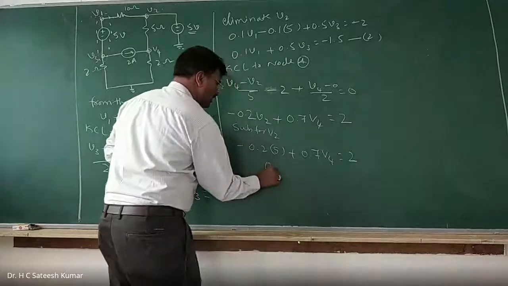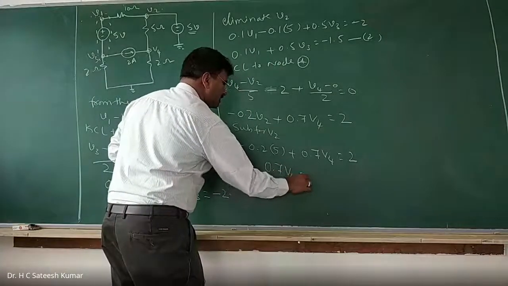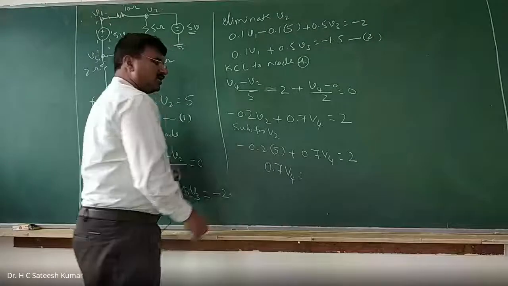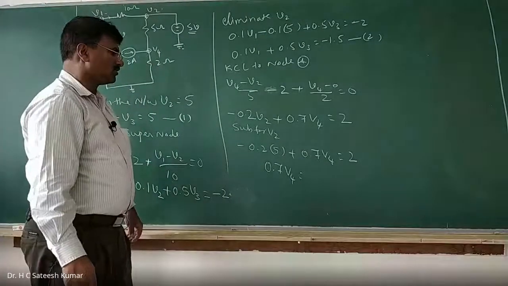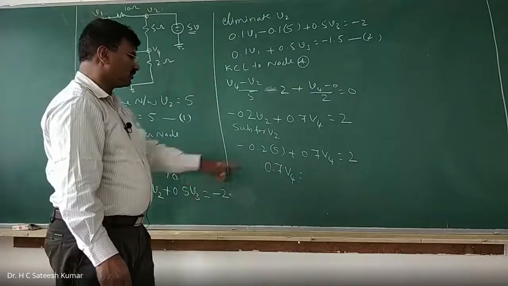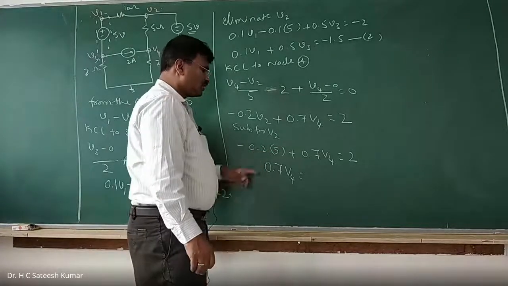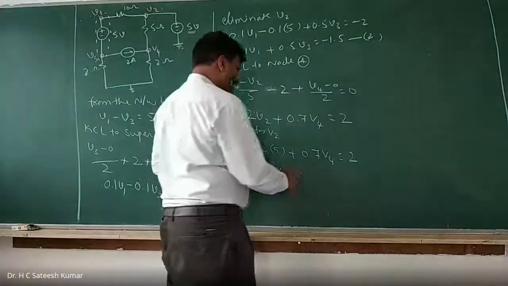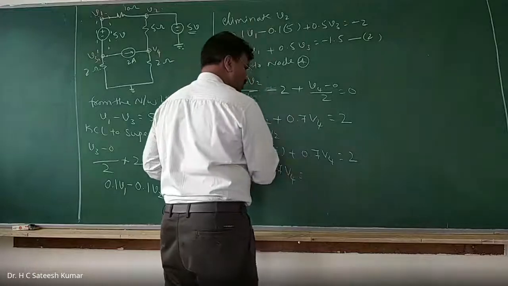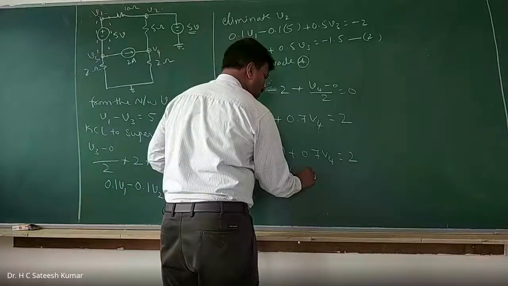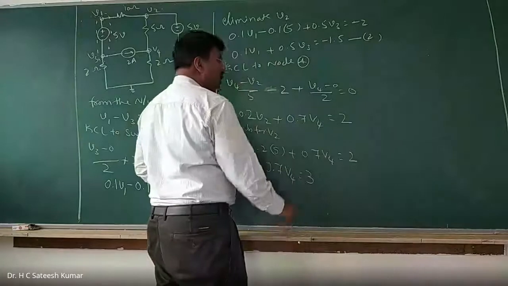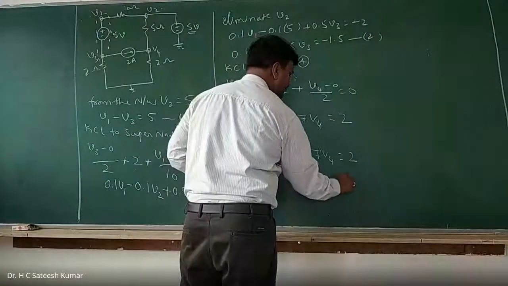Therefore, 0.7 V4 is equal to 2 plus 0.2 into 5. 0.2 into 5 is 1. So you will get minus 1, transfer to right hand side plus 1. So it becomes 3, 2 plus 1 becomes 3. Call this equation number 3.